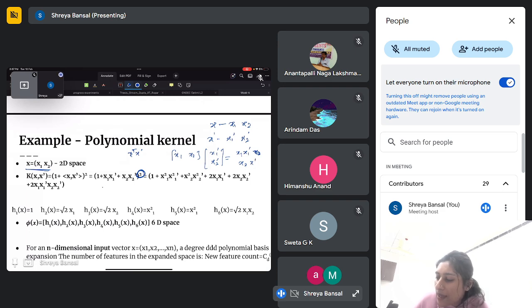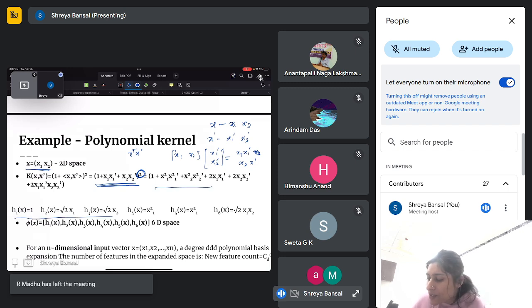It's more like this. So I am writing like this. If I expand it, I'll simply open this square: a square plus b square plus c square plus 2ab plus 2ac plus 2bc. Okay, it's a simple thing. And I have defined some basis expansion also.